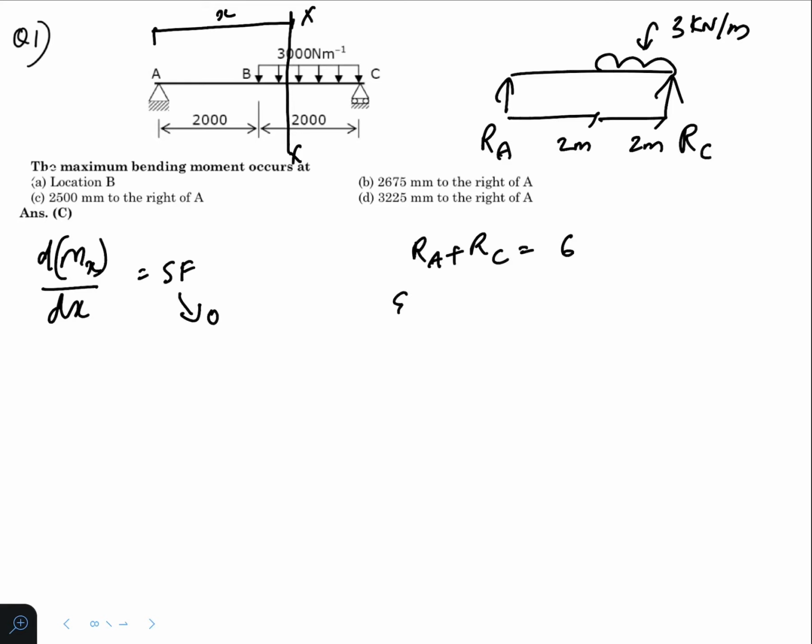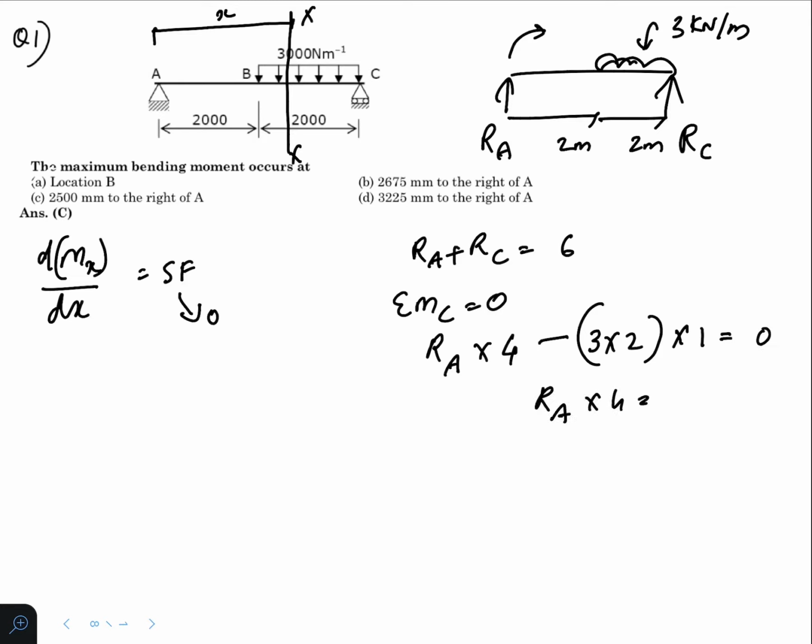Also taking moment about C equal to 0: RA into 4 meter, then because of this load we will have a negative value, minus 3 into 2, that is the load into centroidal distance, equal to 0. So RA into 4 is equal to 6, so RA is equal to 3 by 2, that is 1.5. So RC becomes 4.5. So these are the values.